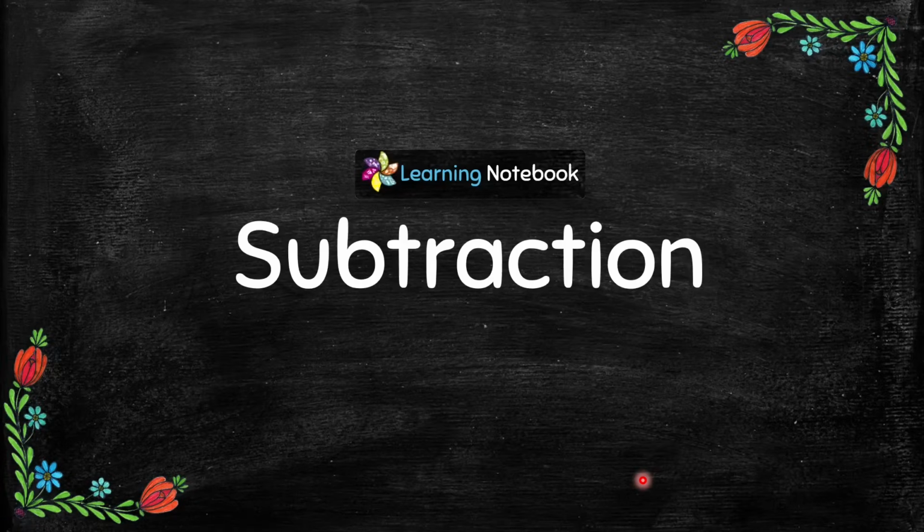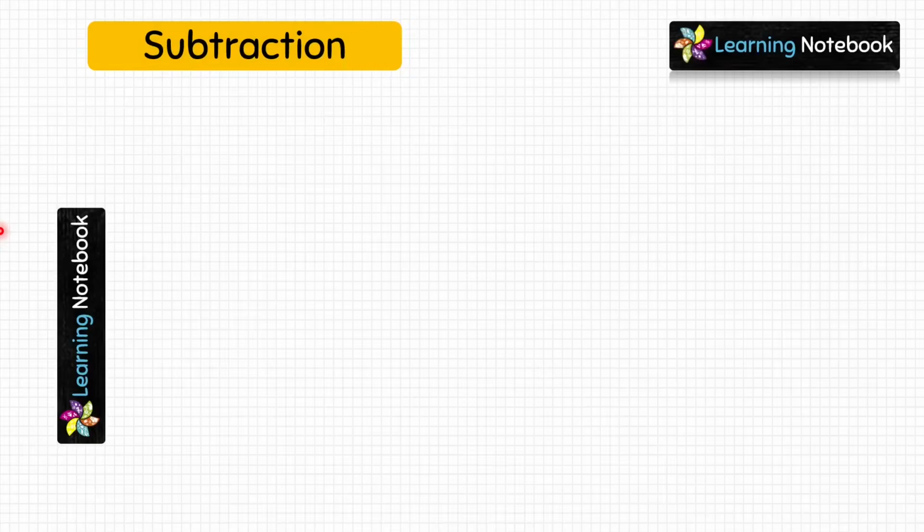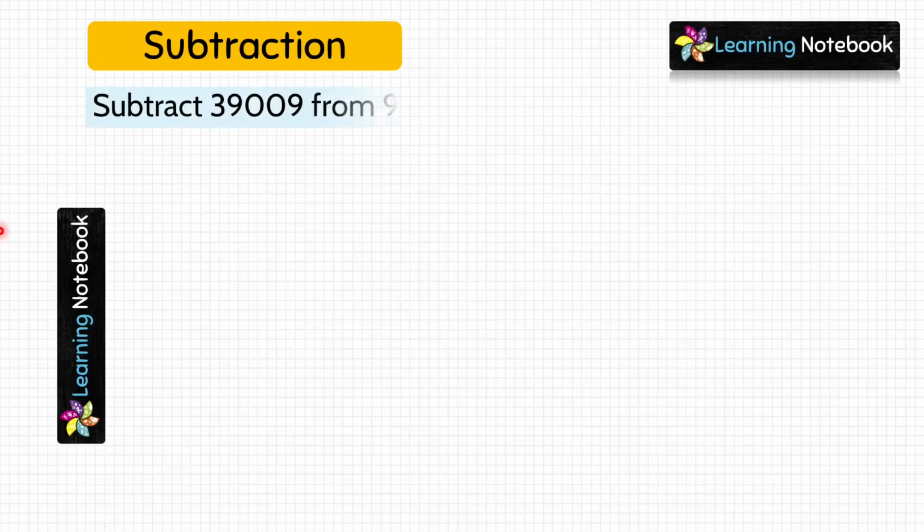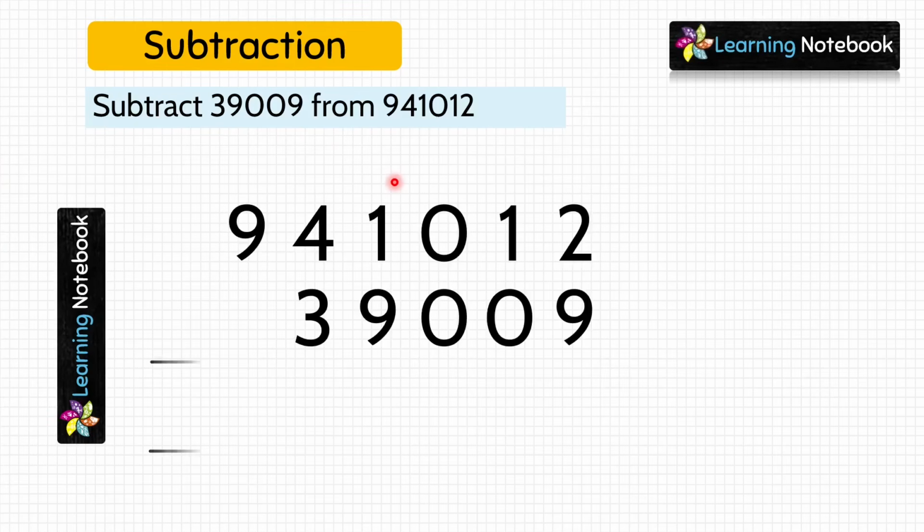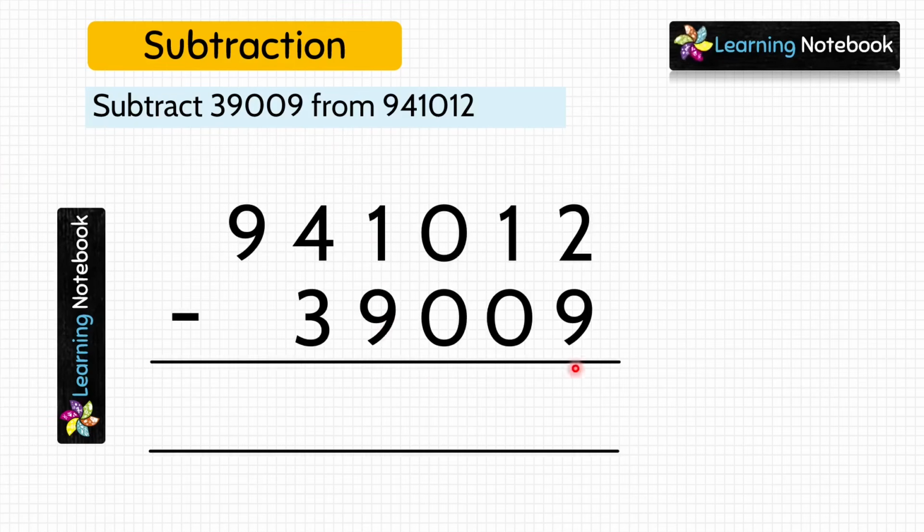Now let's see how to do subtraction of large numbers. Let's take our first example. Subtract these two numbers. To subtract them, first write them in column form. Now start subtracting them from ones place.